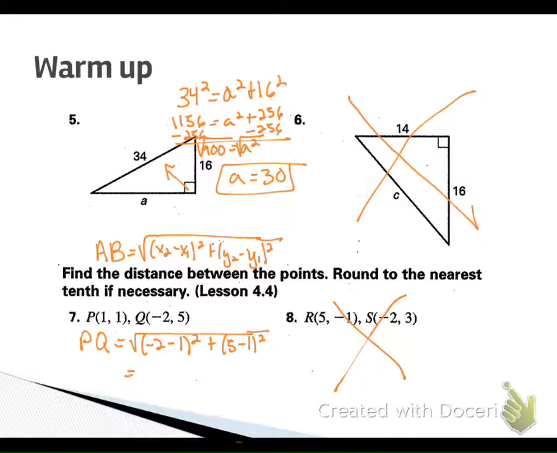What is negative 2 minus 1? Negative 3. What is 5 minus 1? 4. So that gives me 9 plus 16. What is 9 plus 16? 25. And then when we do that, square root of 25 is 5.